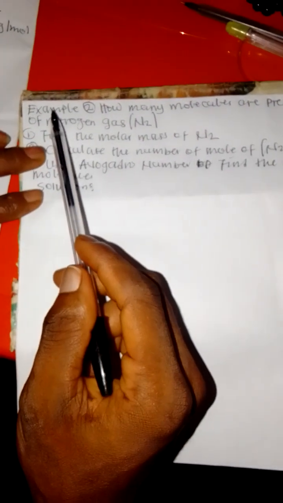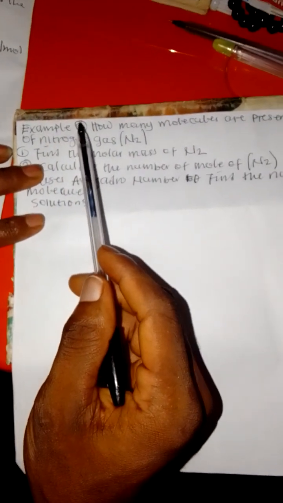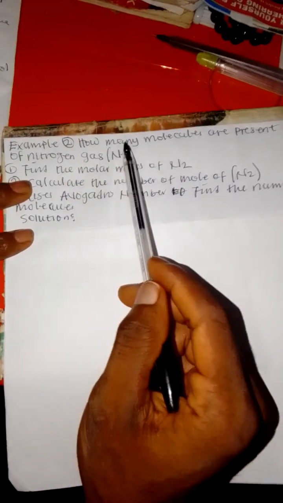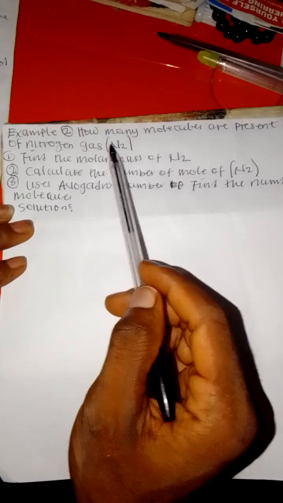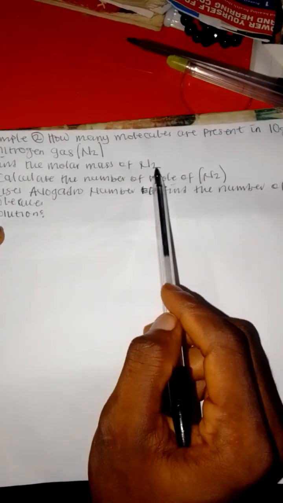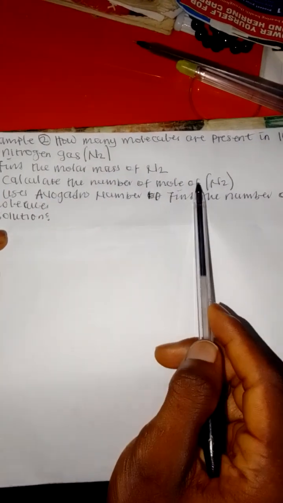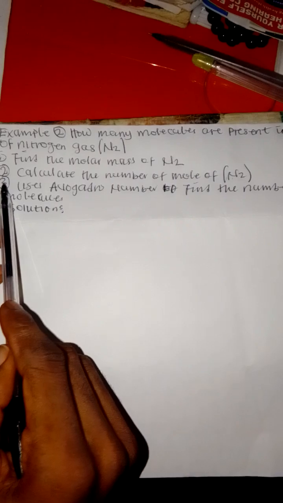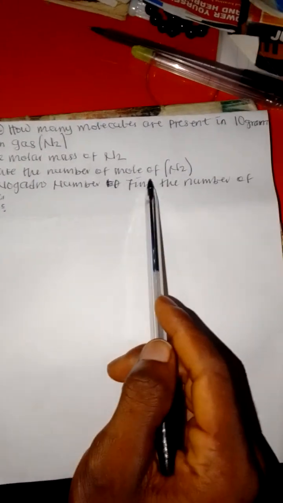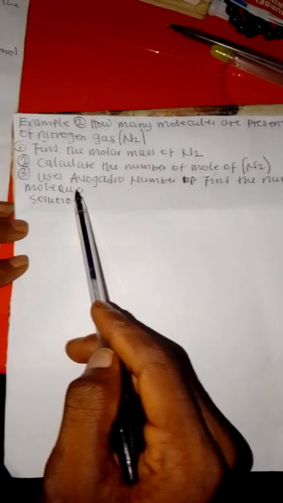Alright guys, so let's start example 2. Example 2 says, how many molecules are present in 10 gram of nitrogen gas? So this is nitrogen gas, N2. The first question says, find the molar mass of N2, the molar mass of nitrogen gas. Question 2 says, calculate the number of moles of N2, the nitrogen gas. Question 3 says, use Avogadro's number to find the number of molecules.